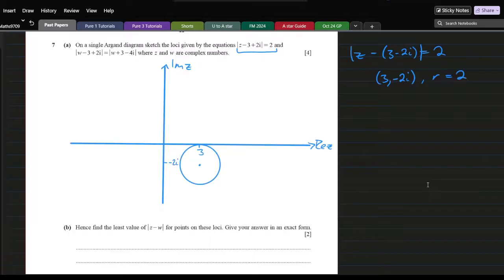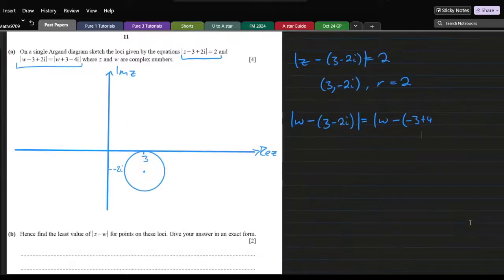Okay, so that's the first equation. Then let's look at the second equation. And again, I'm going to factor out a negative sign so I can see what the point is. There would be 3 minus 2i again, so that's the same point as the one above. And this is equal to the modulus of w minus, this would be -3 plus 4i.